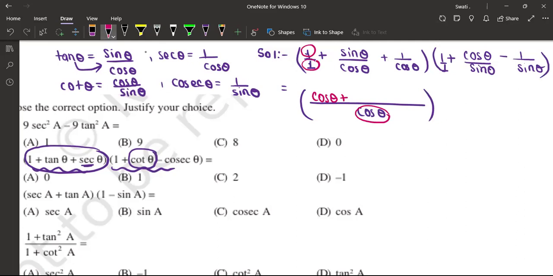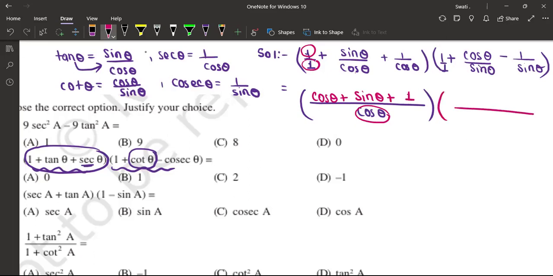Yes, Manya? Yes, okay. Now, this is cos theta. So cos theta into what is cos theta? 1. So 1 into sin theta will be sin theta. This is a normal LCM that you were doing already correctly. And then cos theta into 1 is cos theta, so 1 into 1 is 1. Do you understand this part?